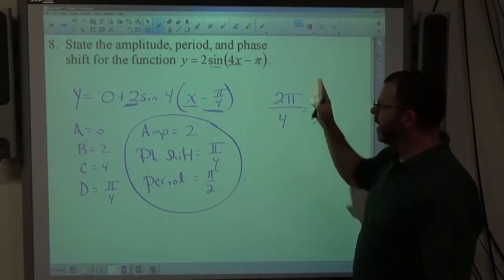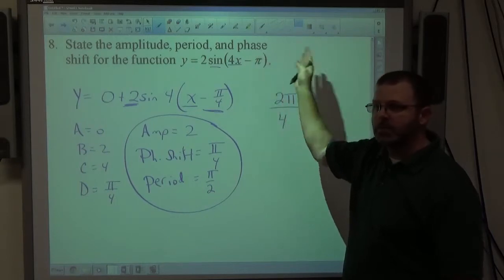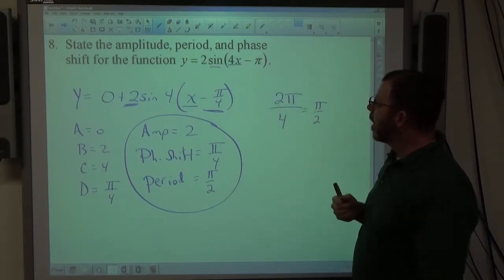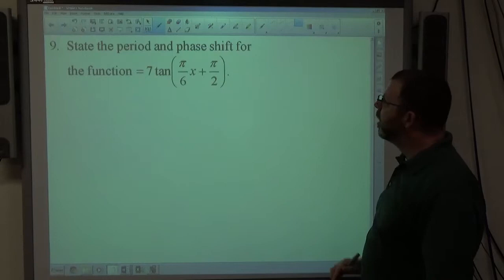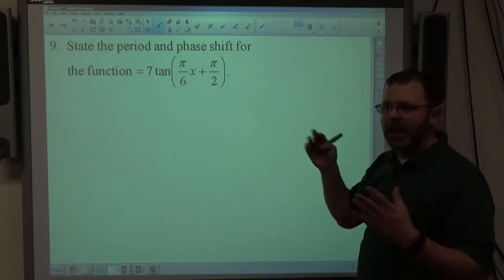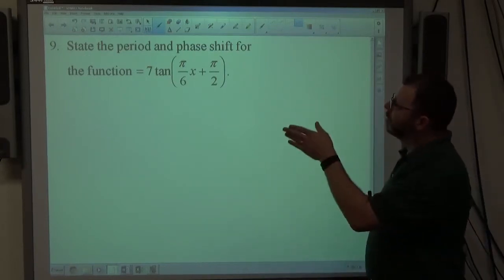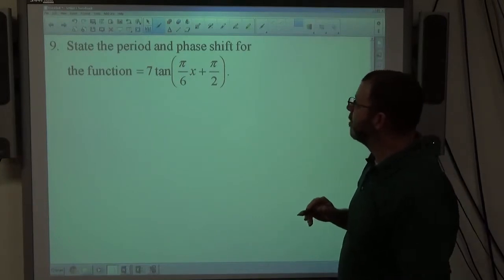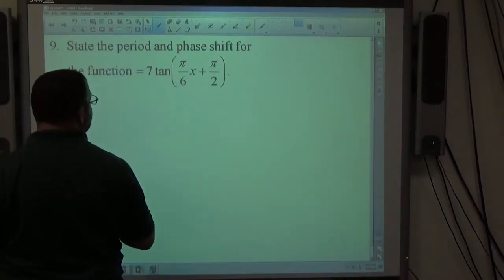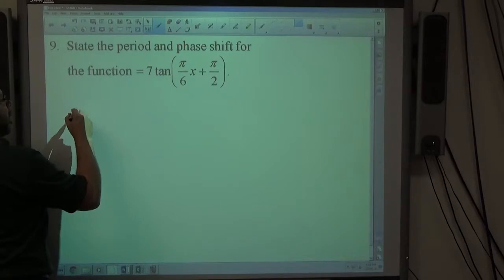Expect it to be sine, cosine, one of those types of functions, probably on that problem. This one's a tangent, so expect maybe a tangent and cotangent on this one. Period and phase shift for the function 7 tangent of pi over 6 plus x plus pi over 2. So once again, if I start off, and I should say y equals, I left that off, but y equals.